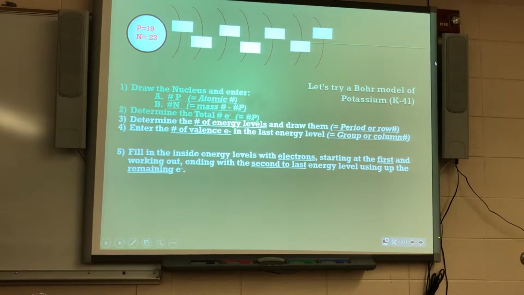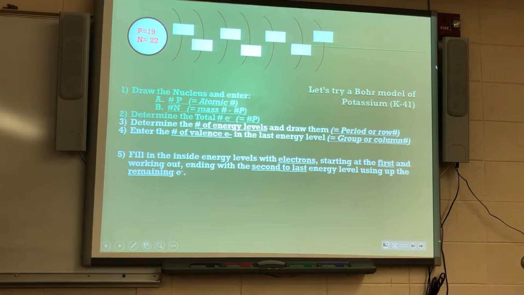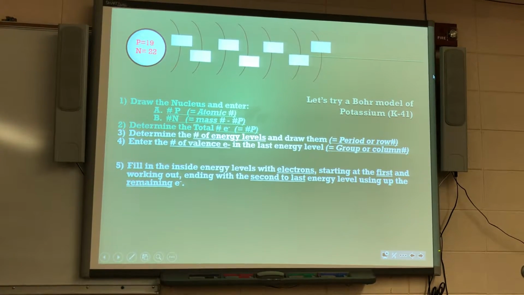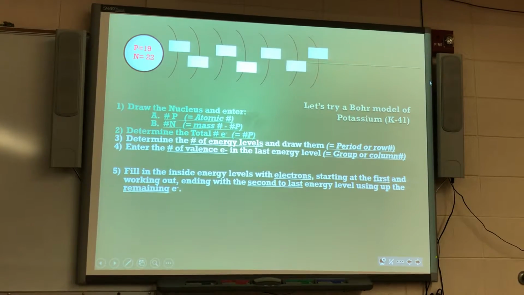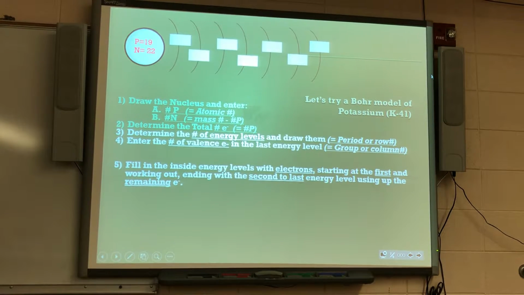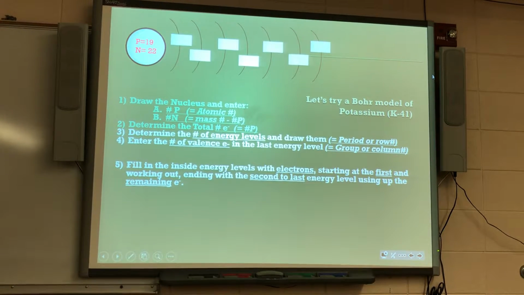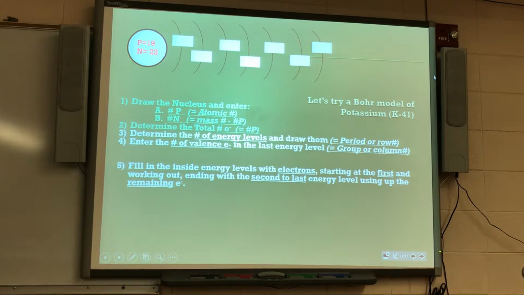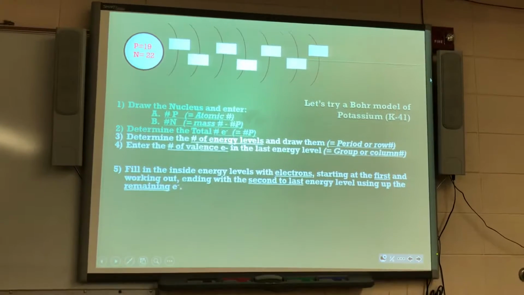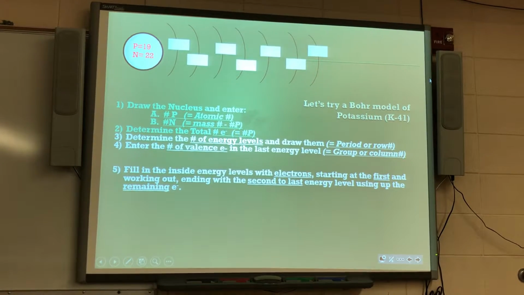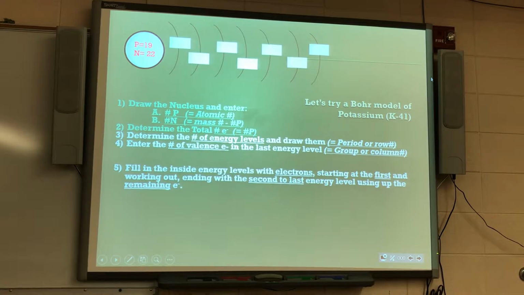Step 2. Determine the total number of electrons. And remember, our total number of electrons will have to be the same as our number of protons. So in this picture, we're going to need a total of 19 electrons when we're all done. That's our number we want to keep in mind: we have to have 19 electrons when we're all done. Step 3.